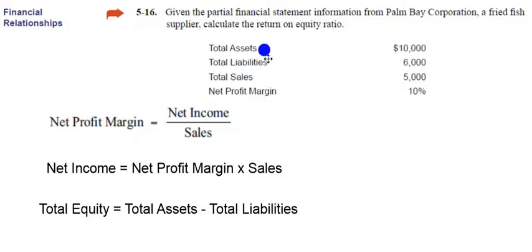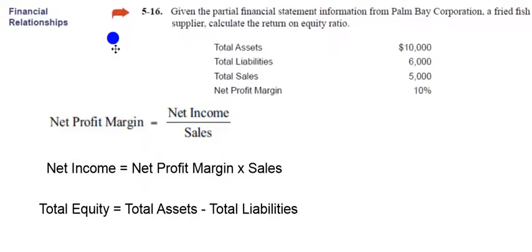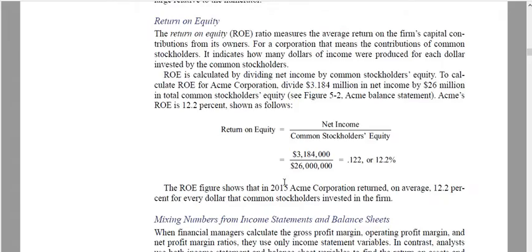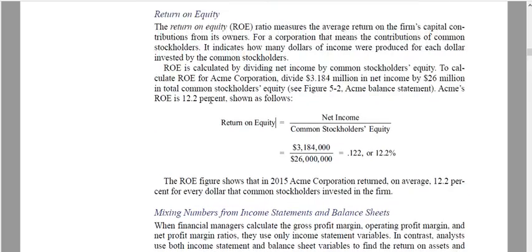In this video, we're looking at financial relationships, specifically the return on equity ratio for the Palm Bay Corporation, which is a fried fish supplier. So if we go to our book, we can read about return on equity on page 84.